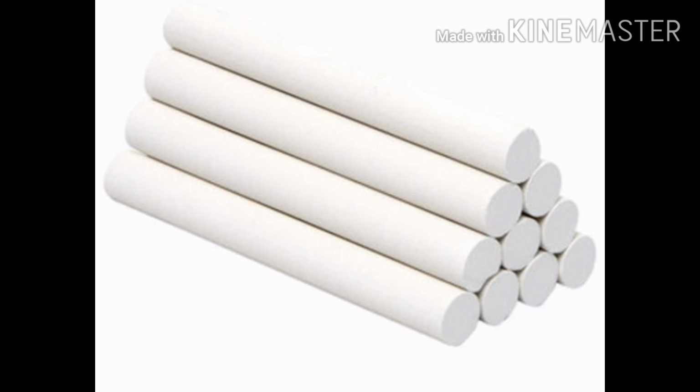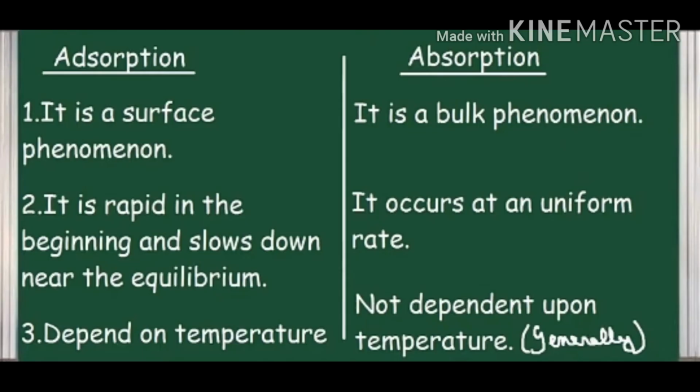Do you have a clear idea about absorption and adsorption? Okay. So what is the difference between these? Adsorption is a surface phenomenon. Absorption is a bulk phenomenon. Adsorption is rapid in the beginning and slows down near equilibrium. Absorption occurs at a uniform rate.